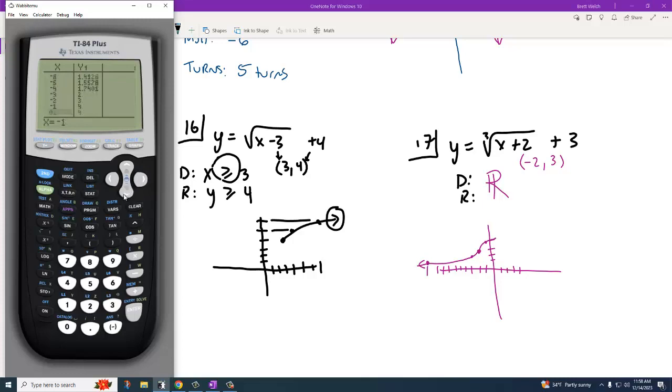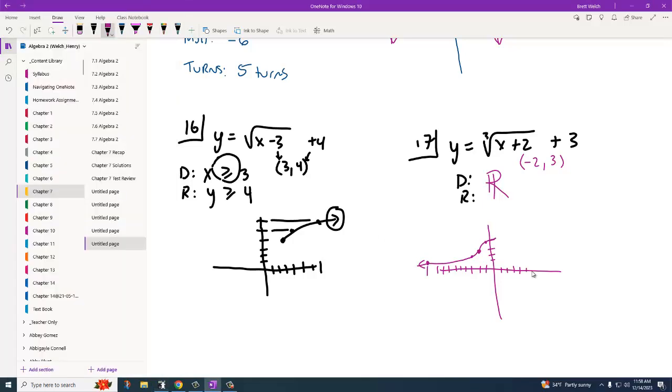Let's go down here. 6 is at 5. So 4, 5, 6. I'd be up one more point up here. And so you can kind of see this drifting off to the right here. There's our graph. Again, 5 points on that one. Domain and range is all real numbers.